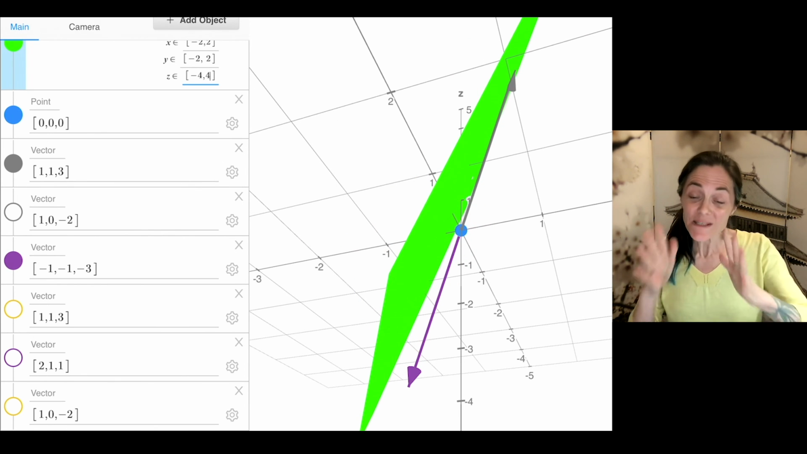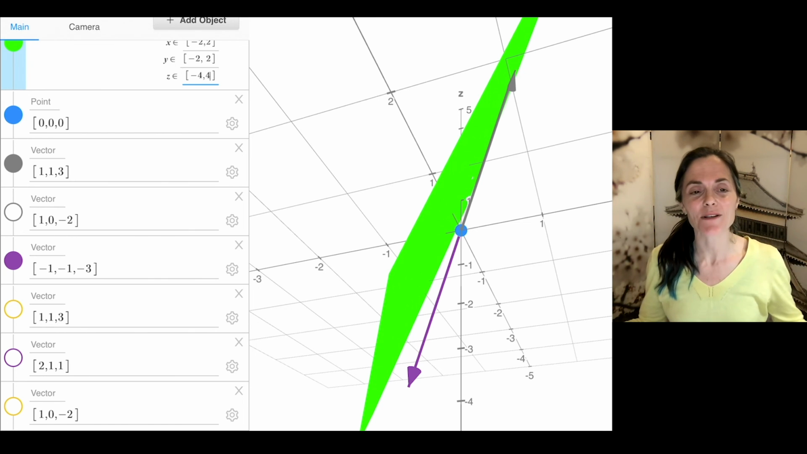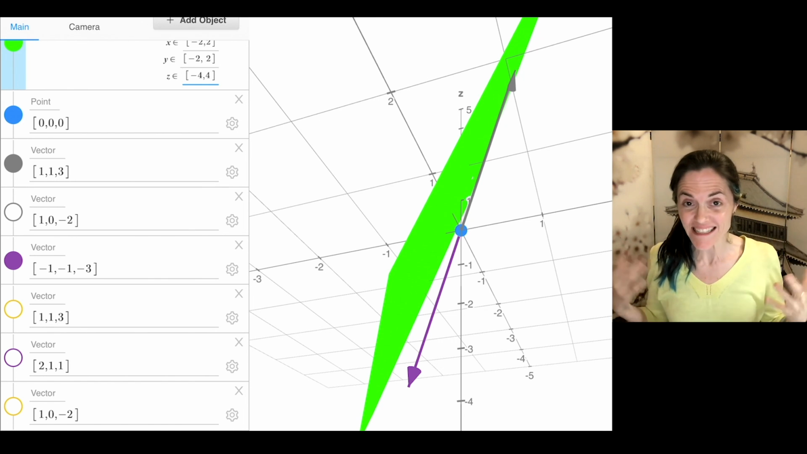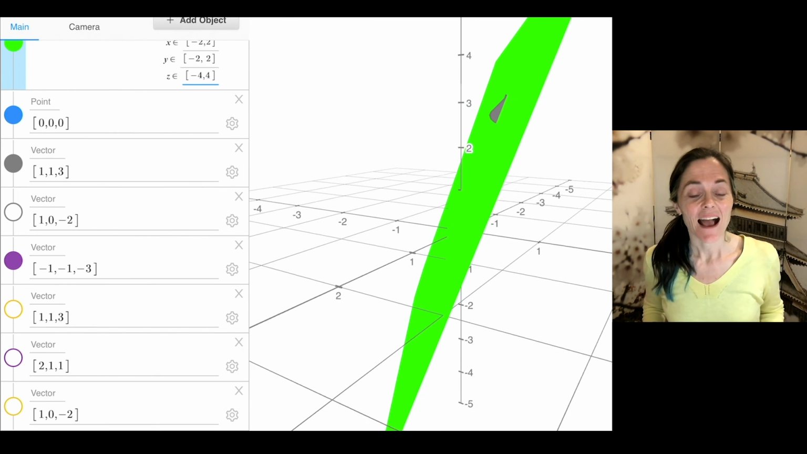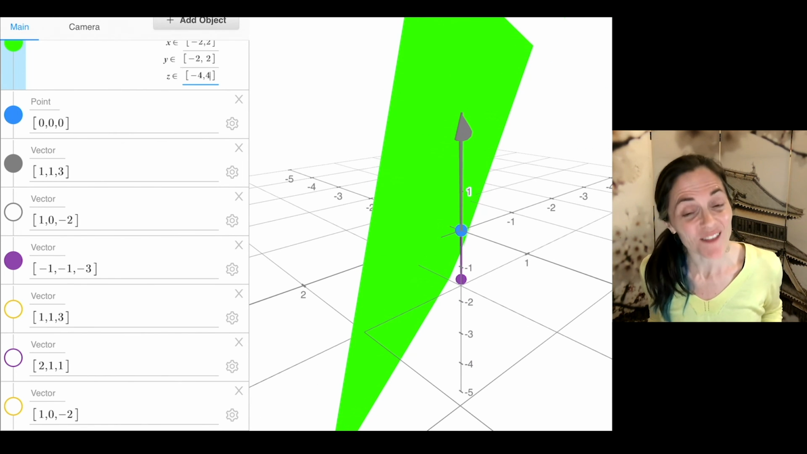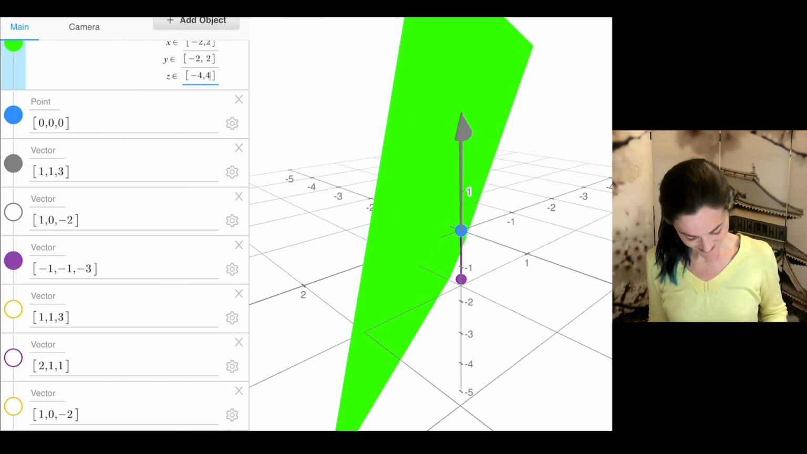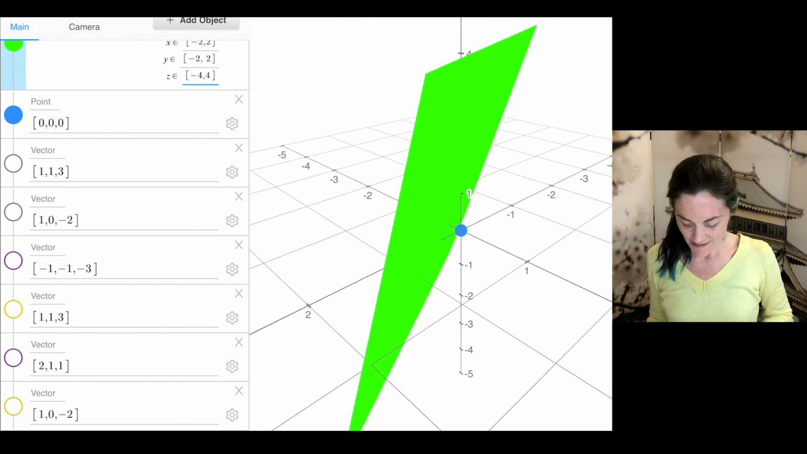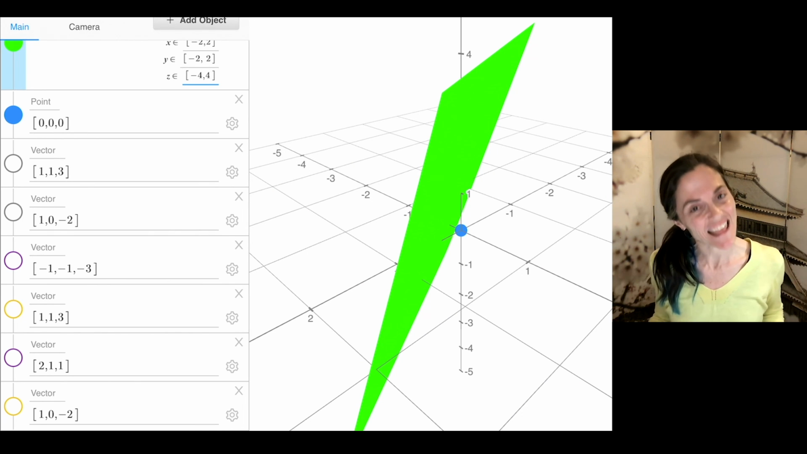So by looking at this plane and arrows and thinking geometrically, we realize that this plane fails all three properties of a subspace. I think the easiest one to justify was that 0 is not on the plane, but all three properties fail here. Definitely not a subspace of R3. So thank you very much.